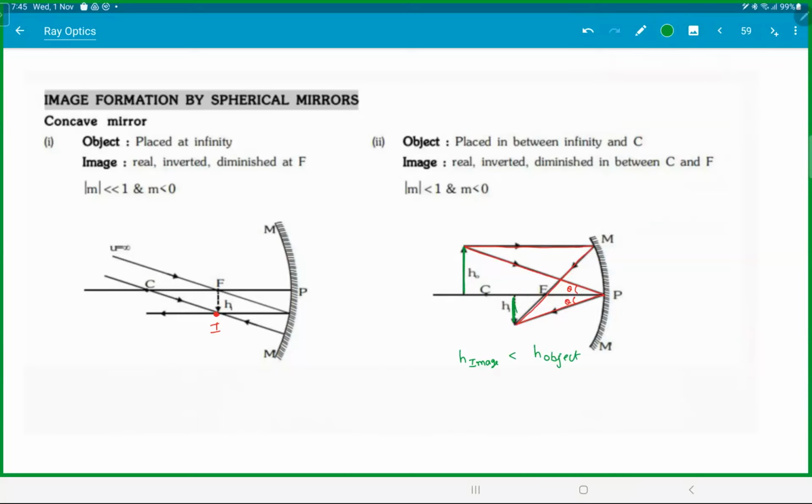Look at these two diagrams. These cases are important, especially when they ask you some theoretical questions, whether the object is real, virtual, all that kind of stuff. It helps. Clear?